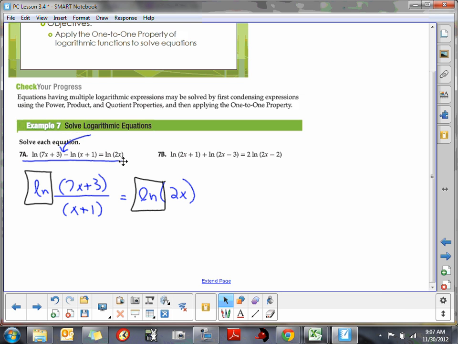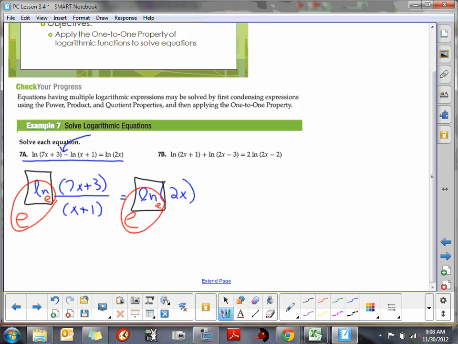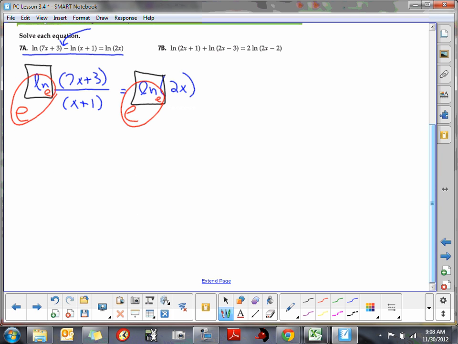What we can do to undo natural logs is to exponentiate both sides to the inverse base. Natural log is a base e, natural log is a base e, and this is our inverse properties of logarithms, so they cancel. So in essence, by using the exponentiation of base e, we've eliminated the logs. So (7x plus 3) all over (x plus 1) would have to equal 2x.